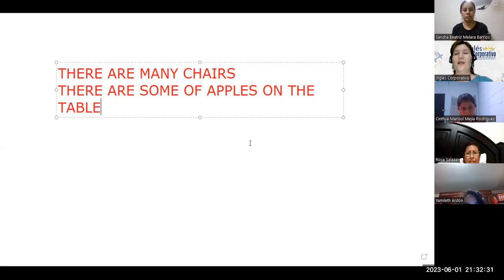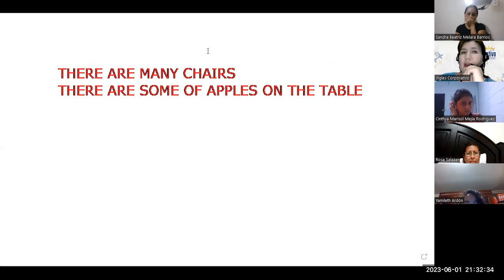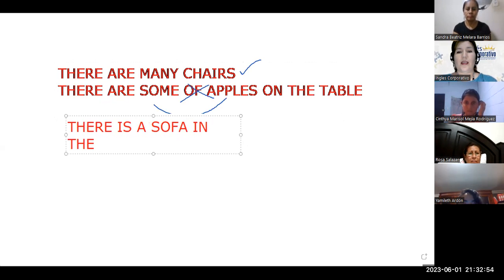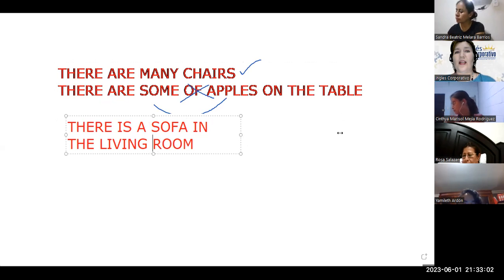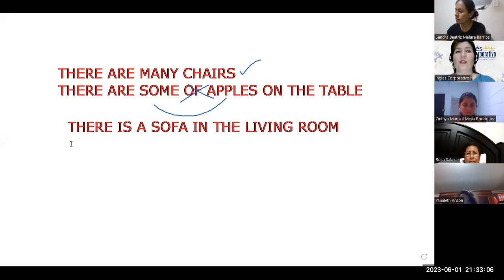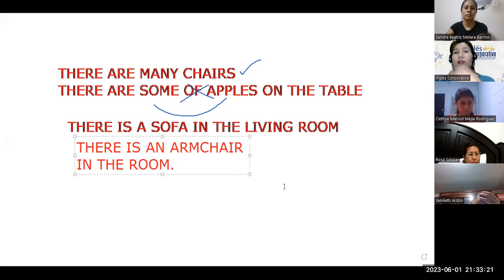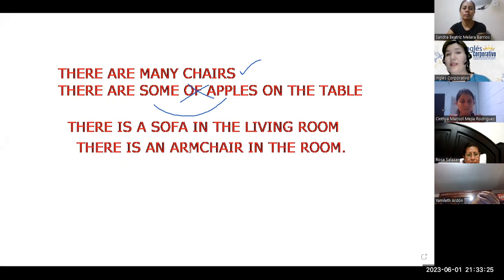In this one, for example, I will take these two examples. There are many chairs, it's correct, right? There are some of apples. You say there are some, you don't need these ones. There are some apples on the table, right? When you use there is, you say there is a sofa in the living room, for example. There is a sofa in the living room and you leave it like that. If you use, for example, there is an armchair, porque solo hay una, in the room, right? There is an armchair in the room, and you keep it like that. There is an, and then you see the object and the place.